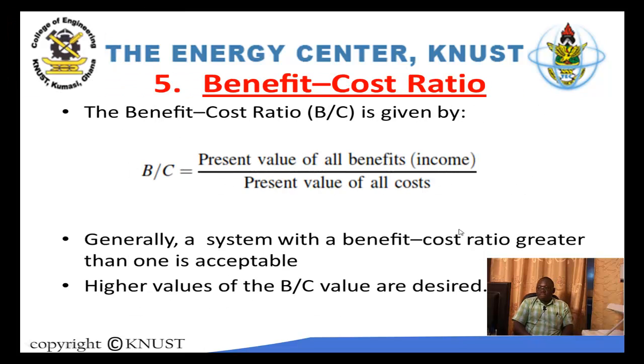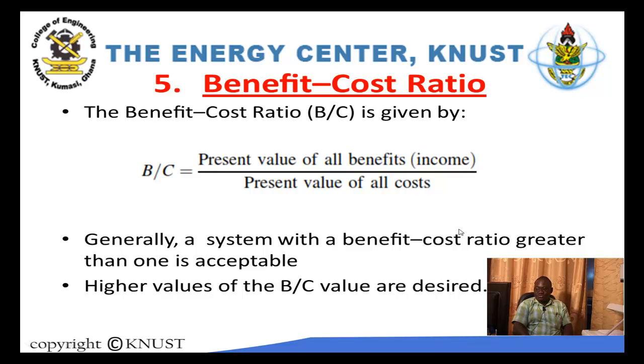Then we have the benefit cost ratio. As I explained in the beginning, in other literature you can see cost benefit ratio. If it's benefit cost ratio, then it's the ratio of the benefits to costs. If it's cost benefit ratio, then it's the ratio of cost to benefits. The relationship is given there: the present value of all benefits, that is the income, divided by the present value of all costs associated with the project.